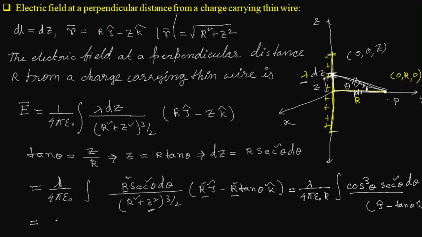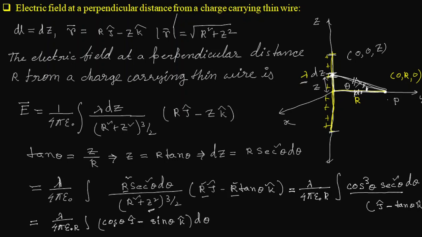So finally what we can write here? We can write lambda divided by 4 pi epsilon naught r, and then we have to take integration. First term will be cos theta j cap, and if we multiply this cos theta with tan theta, what will we get? Tan theta we can write as sin theta by cos theta, so cos theta will cancel out, and we'll get sin theta k cap into d theta.